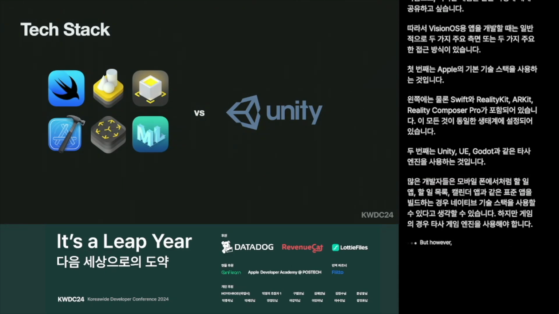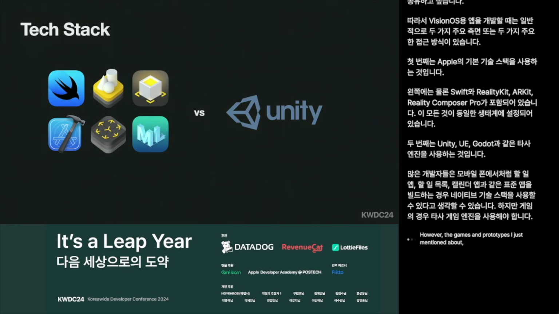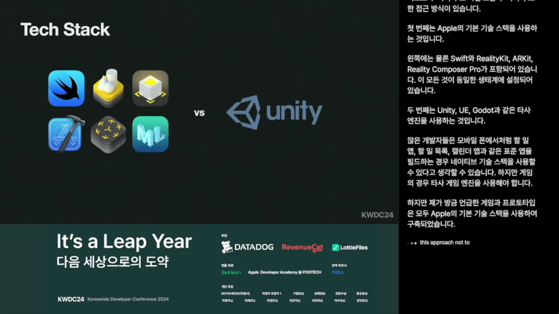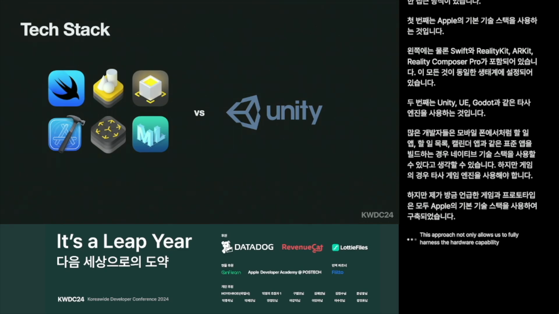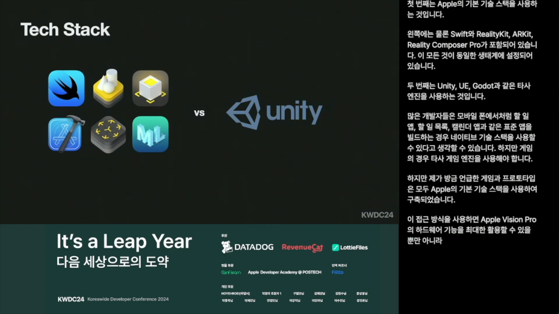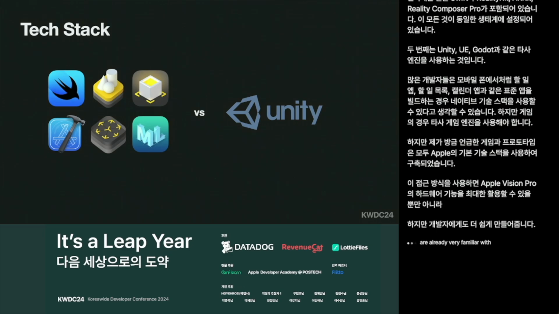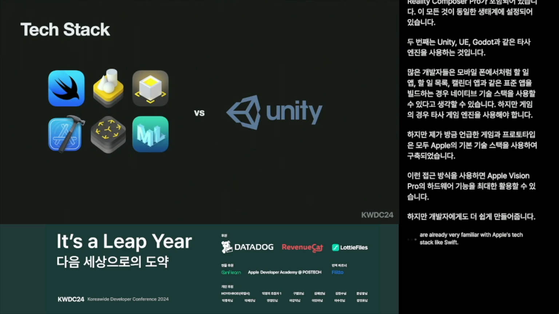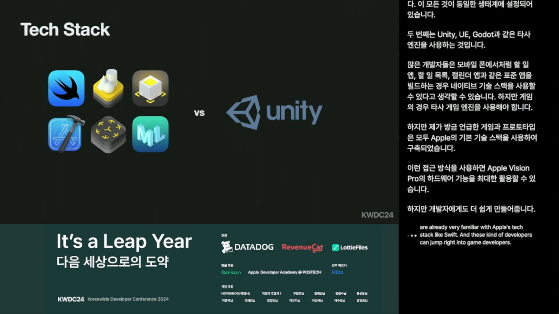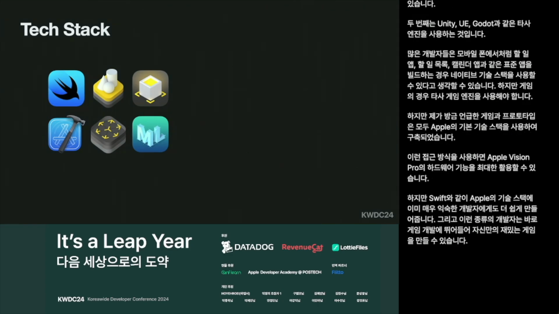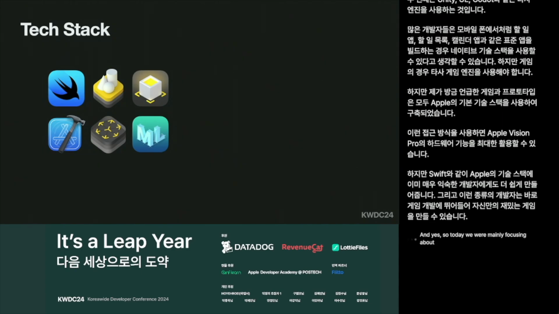However, the games and prototypes I just mentioned are all built with Apple's native tech stack. This approach not only allows us to fully harness the hardware capability of Apple Vision Pro, but also makes it easier for developers who are already very familiar with Apple's tech stack like Swift. And these kinds of developers can jump right into game development and create their own fun games. So today we will mainly focus on the native tech stack.